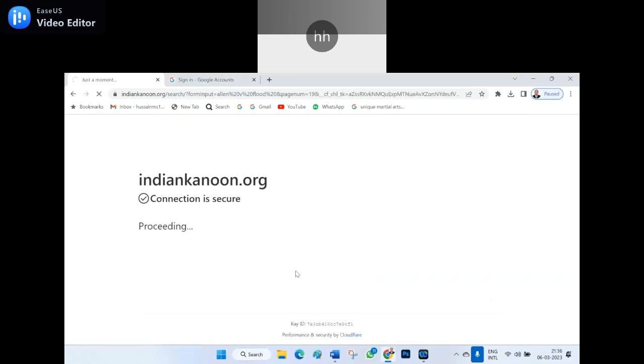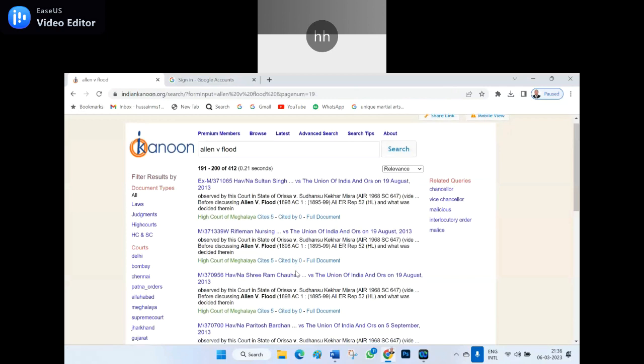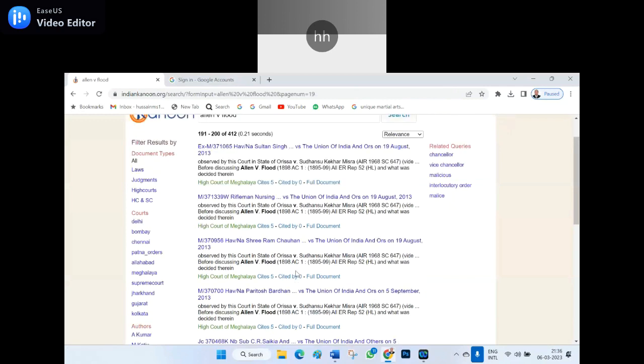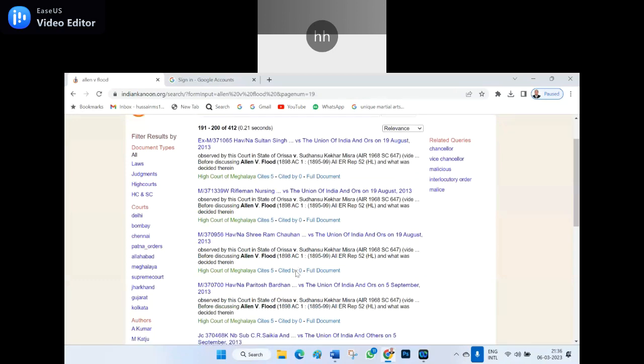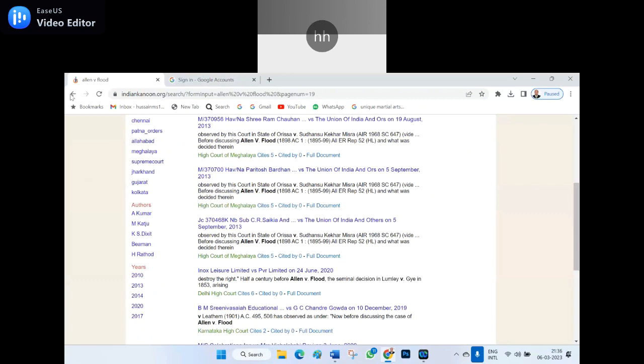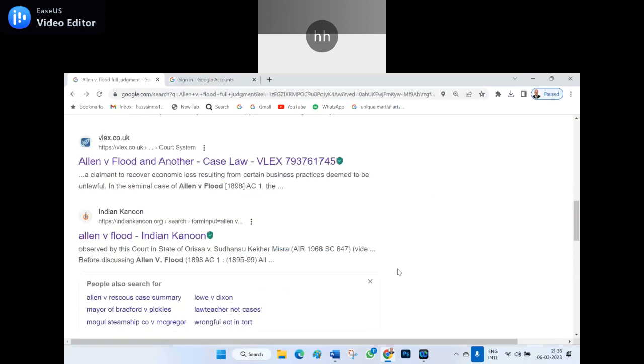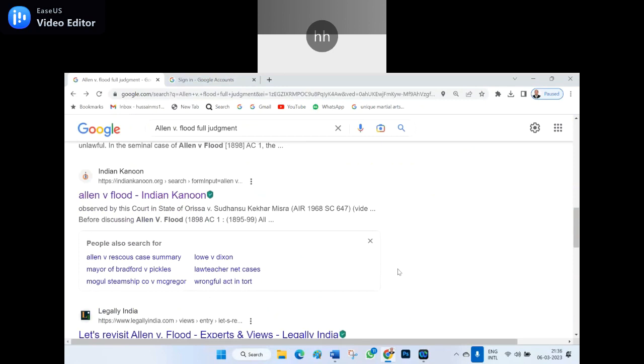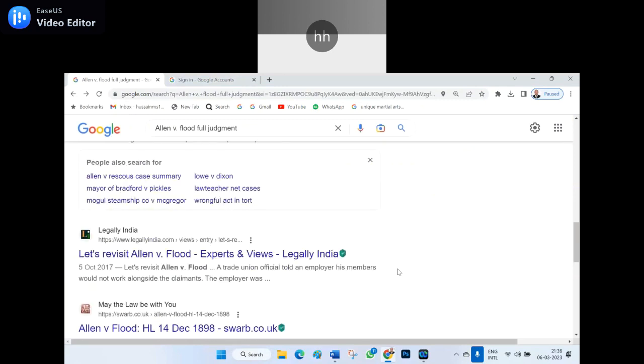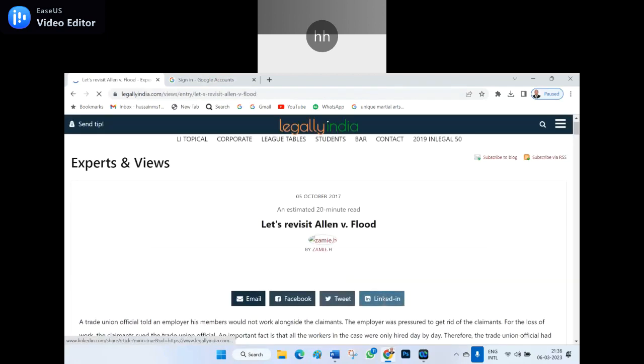So the Indian Qanun, of course, has given wherever there are relevant cases, Allen versus Flood, they have mentioned here. But if you have to see the total case law, we definitely don't need the case summary, because a case summary gives only a few facts. Let us see whether the full case law is given.